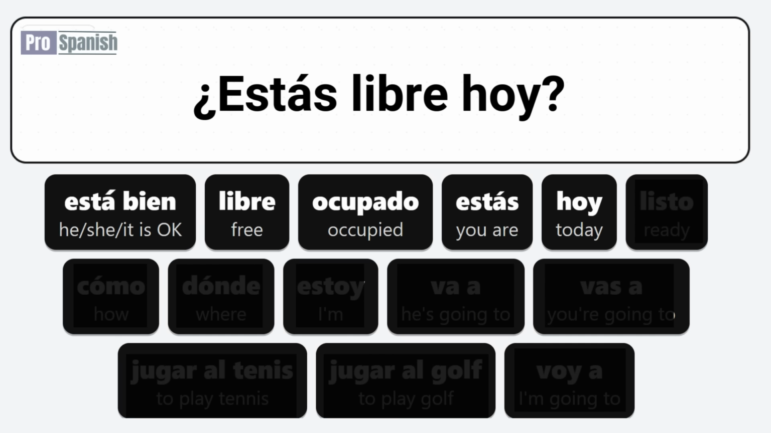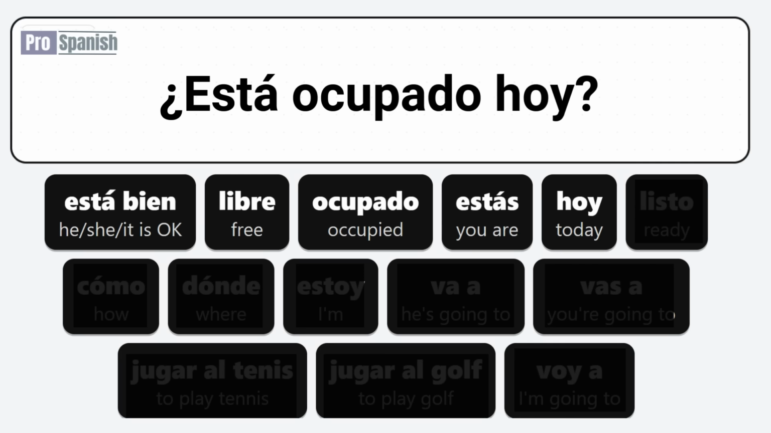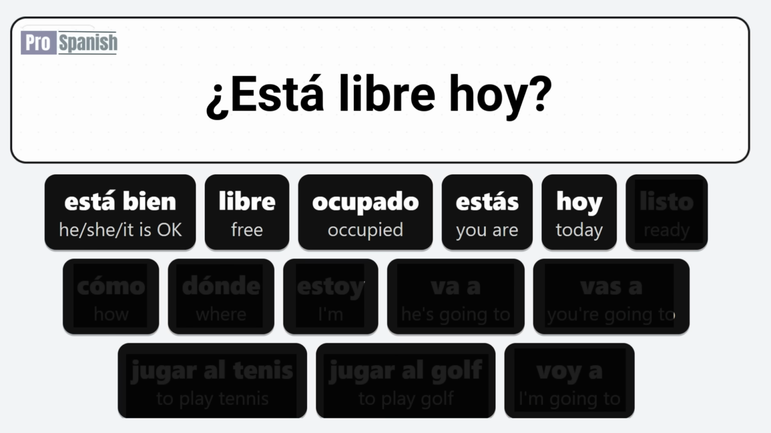And going back to he, she, or it is, so we started with está bien. How would we ask the question, is he busy today? ¿Está ocupado hoy? How about, is she free today? ¿Está libre hoy? And the answer might be, no, no está libre. Está ocupada. No, she's not free, she's busy. So the adjectives we've got so far are bien, okay, libre, free, ocupado, occupied or busy.